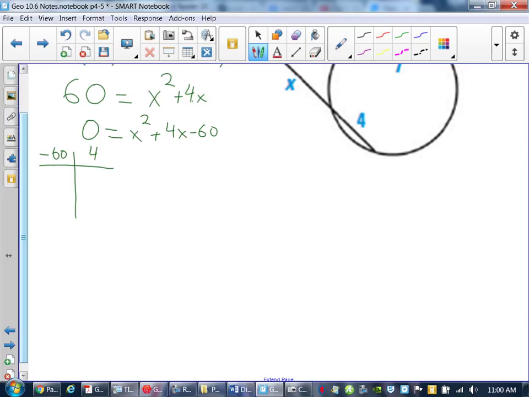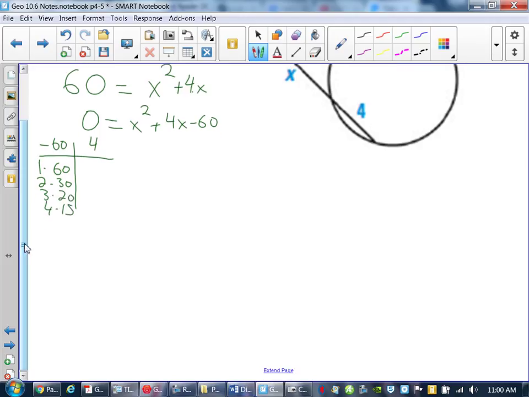So you go through 1, 60, 2, 30, 3, 20, 4, 15, 5, 12, 6, and 10. Isn't there a way to do it on the calculator? I don't know if this one has a table function. It has to be the big blue one, right?